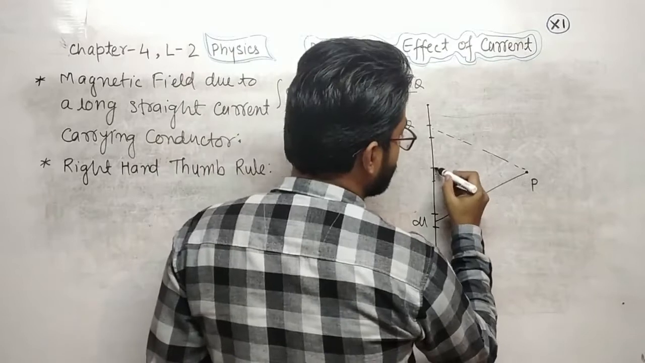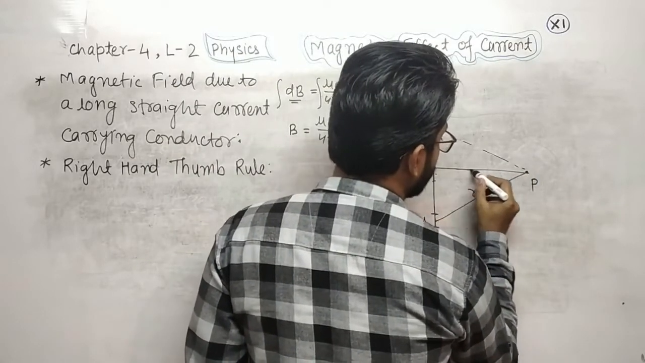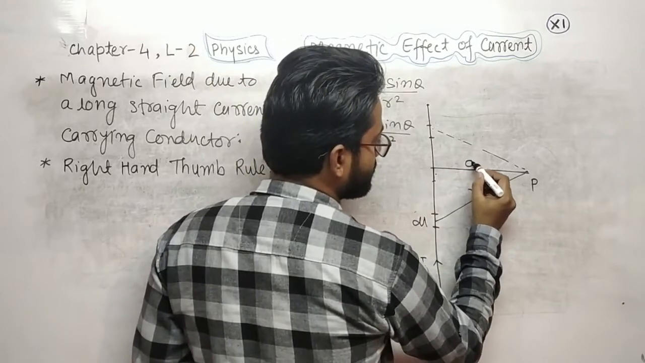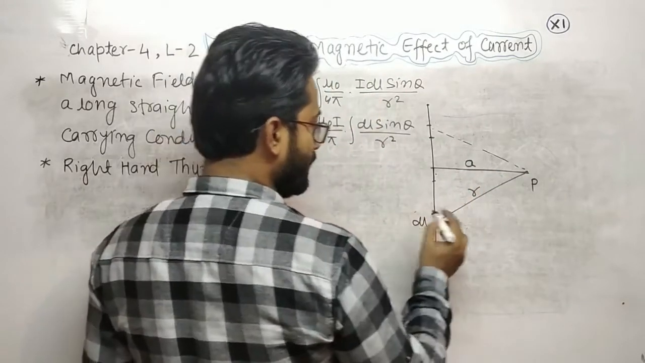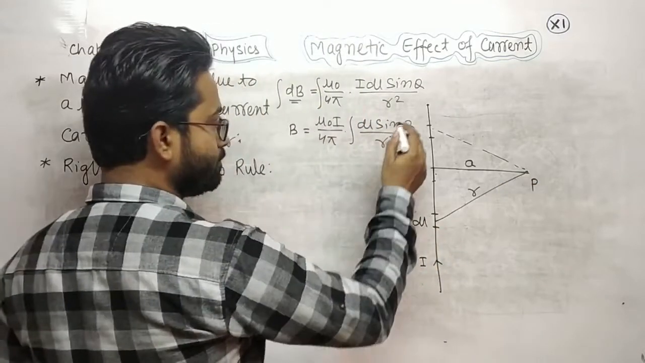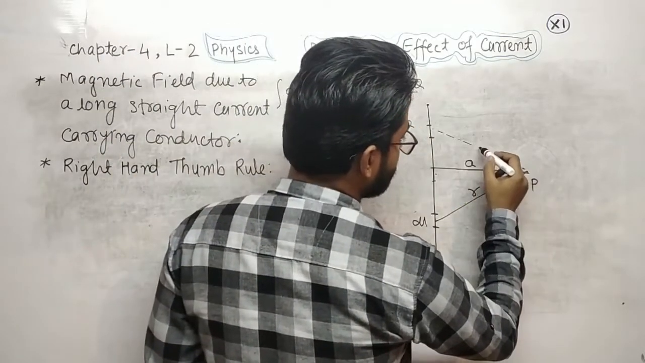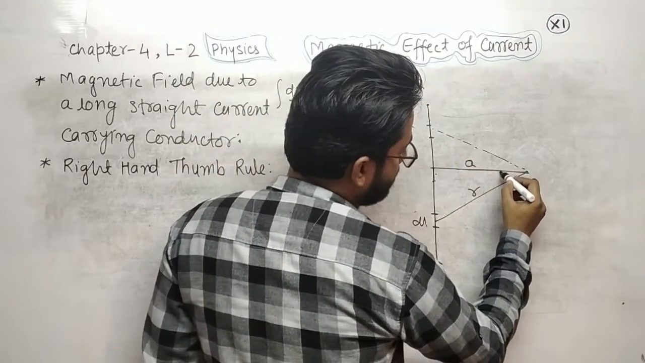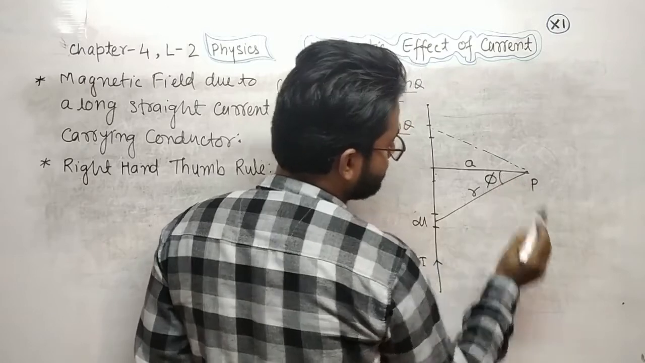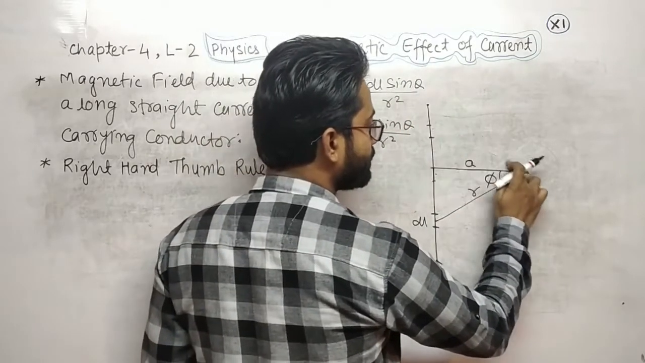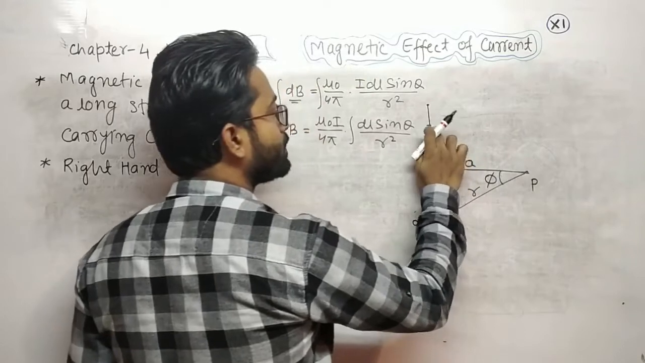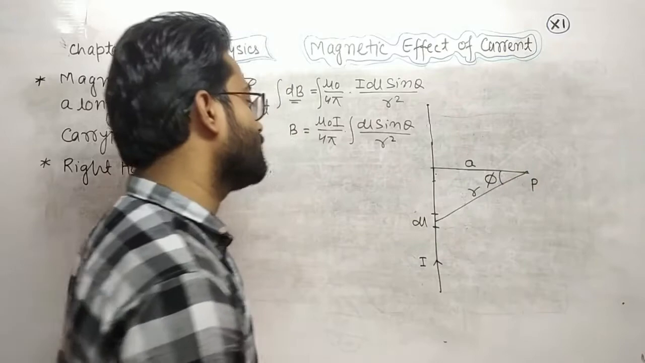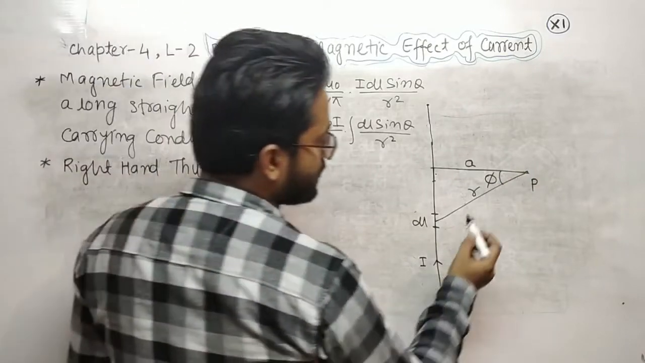Let us suppose from the horizontal line, this is 90 degrees, and this length is A. This is r. Let us suppose this particular angle is phi.